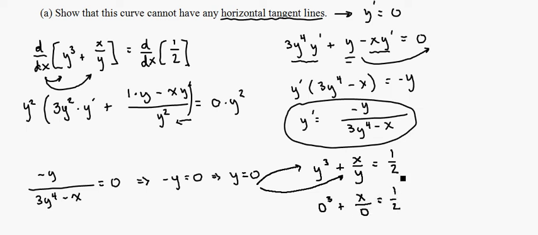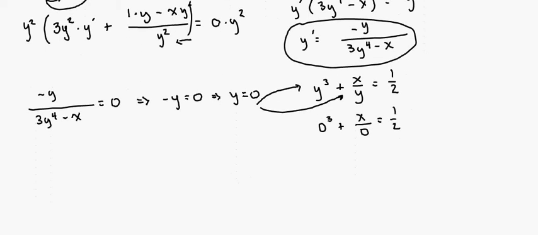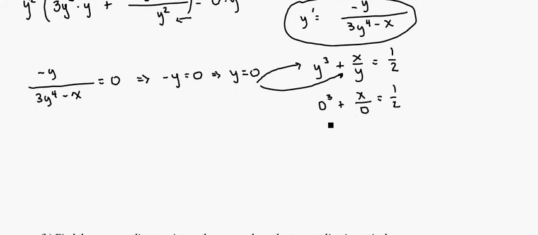The problem is coming from the fact that x divided by 0 is undefined. Everything in math has a meaning. Everything can really be clearly stated. And what we can now clearly understand is that no value of x will ever make this true. Forget about y equals 0. There's no way to take 0 and cube it, which of course is 0, then add to it x divided by 0, and get 1/2. That cannot happen.